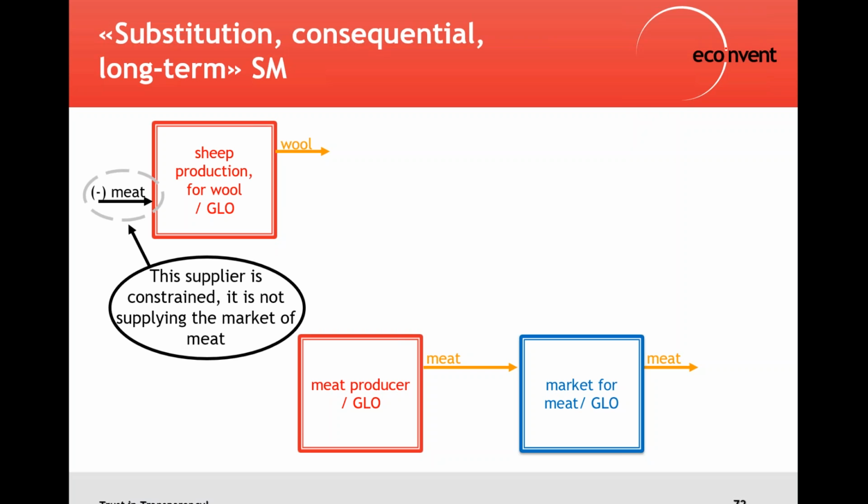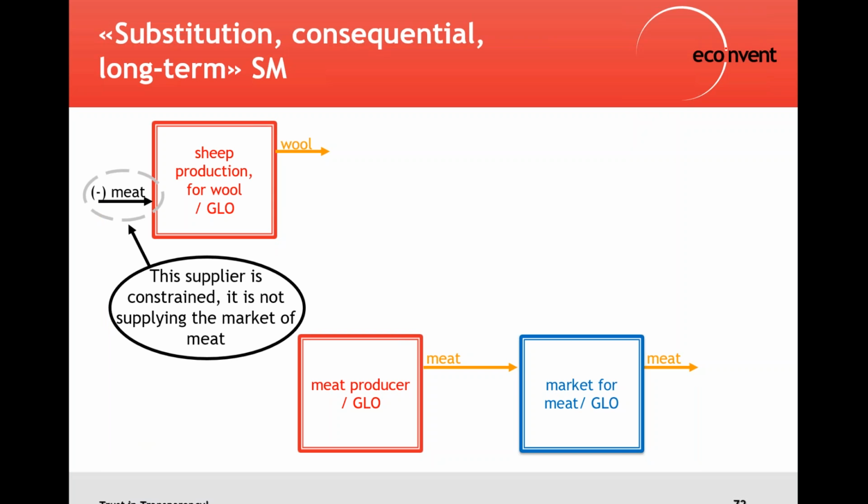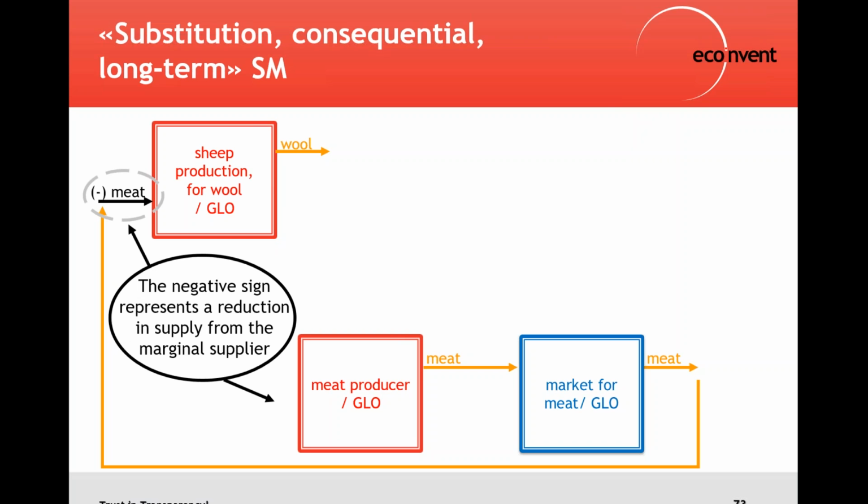This other one is constrained, and it's not supplying the market of meat. It has this negative sign, which has allowed us to move it from the output side and maintain the mass balance. But as I was saying, this negative sign has other effects in the supply chain. This negative sign is representing a reduction in the supply from the marginal supplier to the market. So what it means basically is that if we need an increase in meat production, it will be only the marginal supplier that can respond to it. It's the only one really supplying the market.